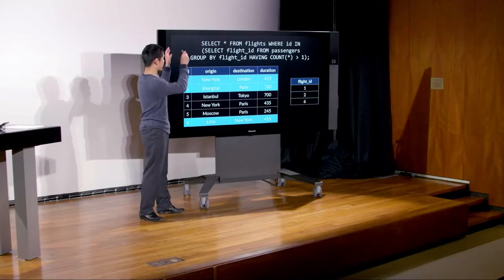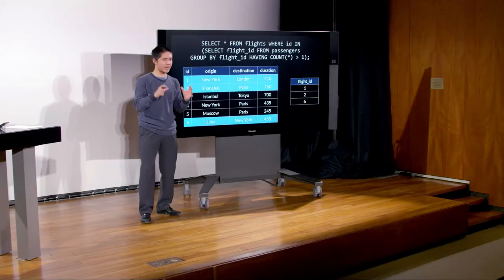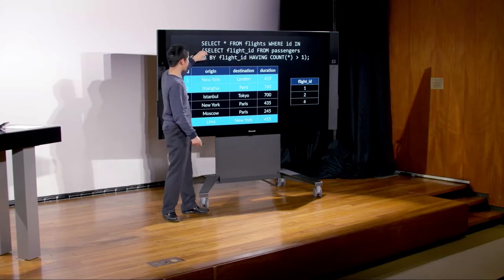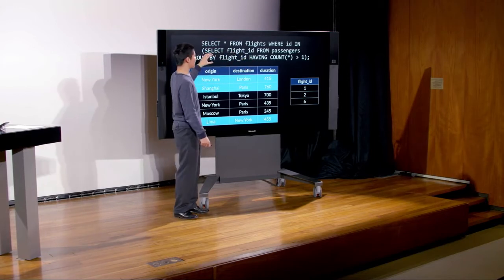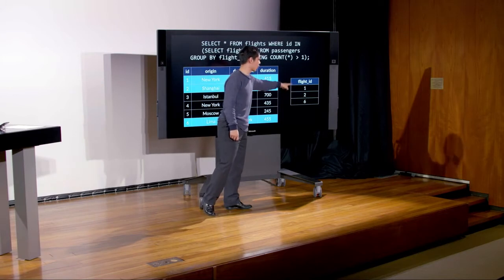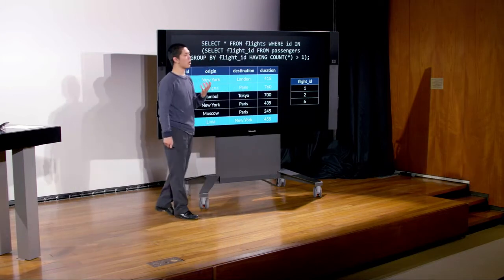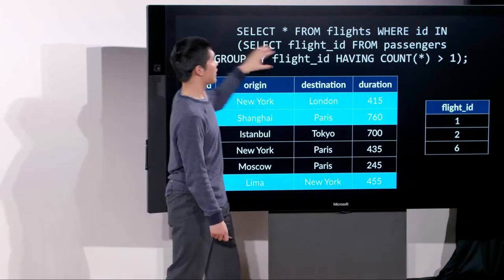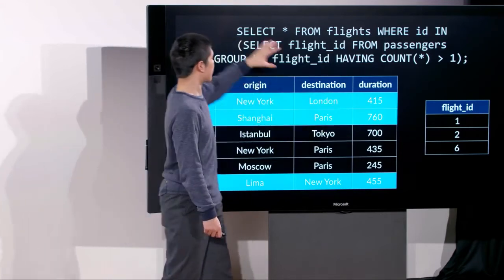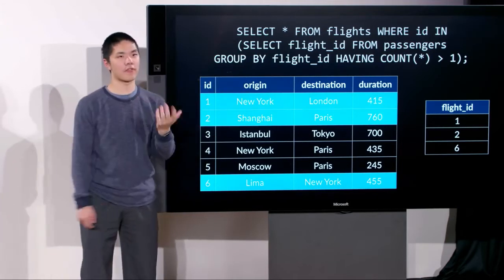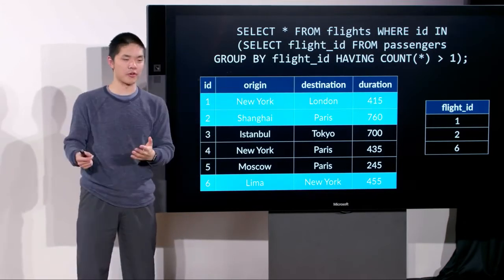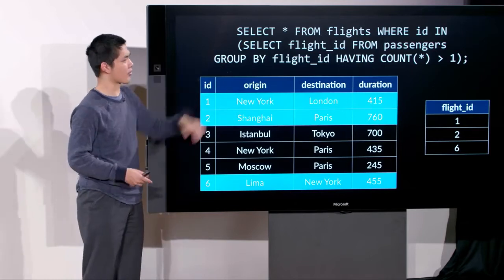So if this starts to get confusing, I usually recommend just breaking it down into one query at a time. First, take a look at these two lines and make sure you get a sense for why these two lines are giving me this table, the one that has just the flight IDs with multiple passengers on them. And once you have that in mind, if the result of this is just 1, 2, 6, then this big query is really just saying select star from flights where ID is in 1, 2, and 6, where the ID is one of those three, where we got those three based on running the second query.